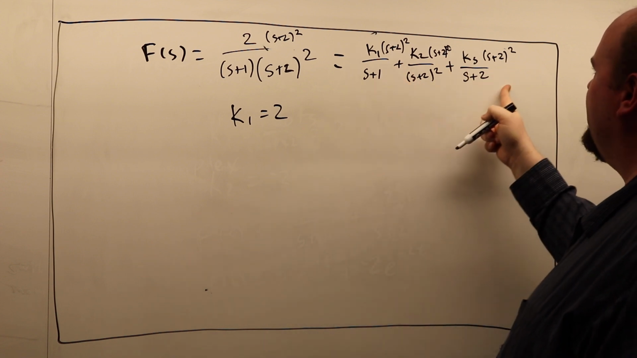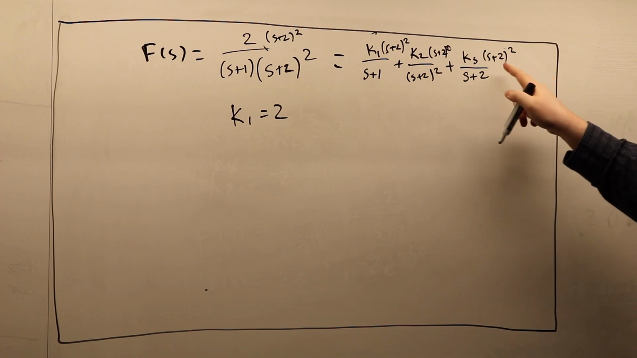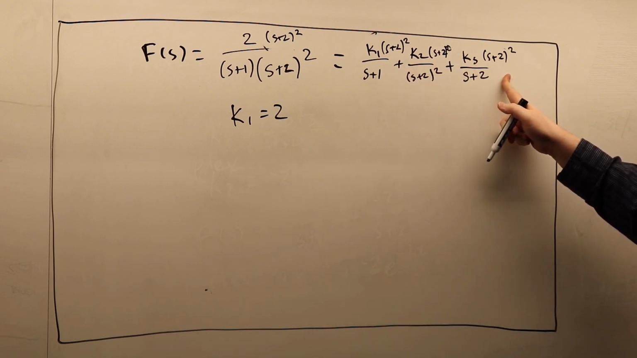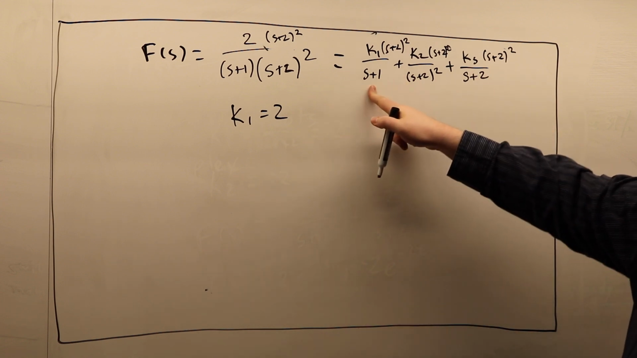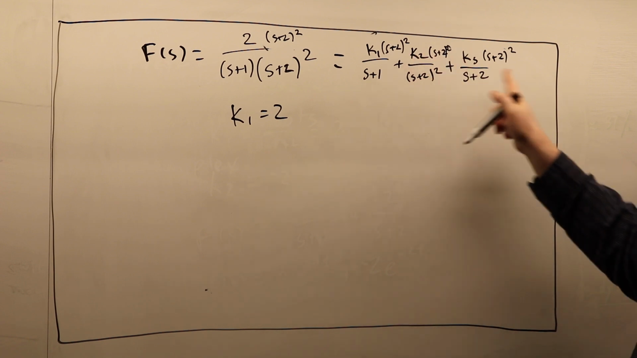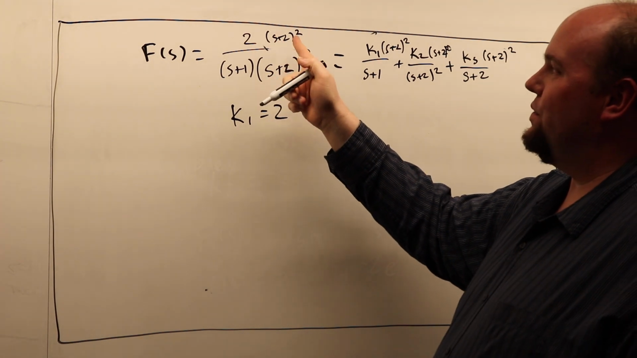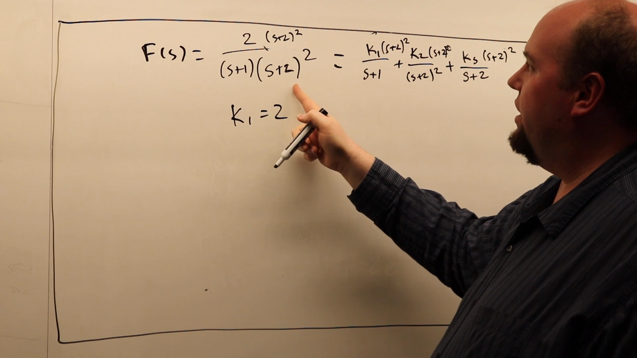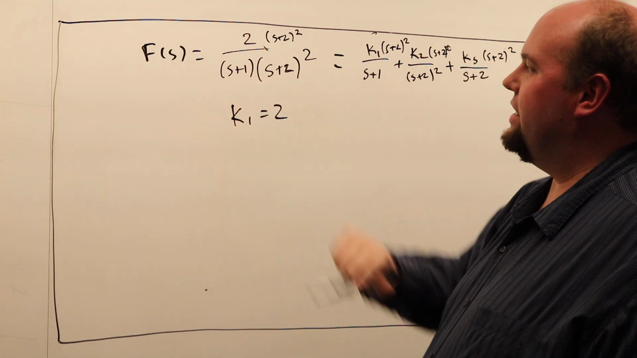Now this term has an (s plus 2) squared, and of course the s plus 2 in the denominator is going to wipe out that square, but we're still going to be left with an s plus 2 in the numerator. Setting s equal to negative 2 is going to wipe both of these out. We're left with just k2 on this side of the equation. Then we have to evaluate the other side at s equal to negative 2, which wipes out this term, and we're left with 2 divided by s plus 1, where s is negative 2.